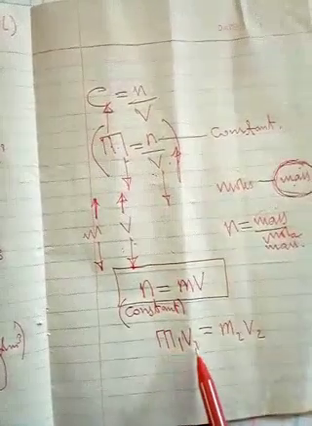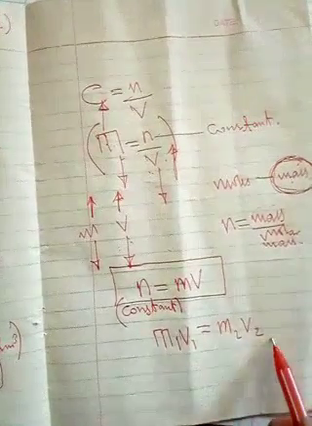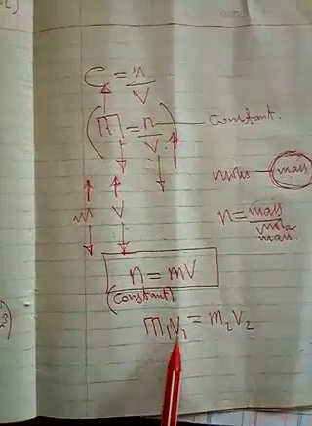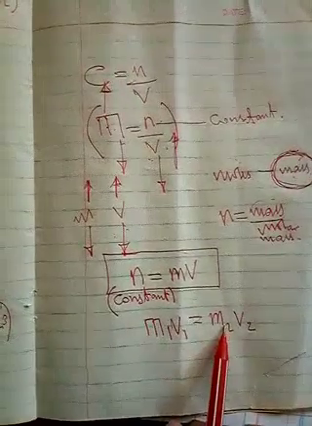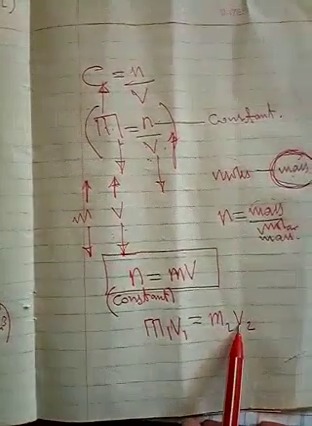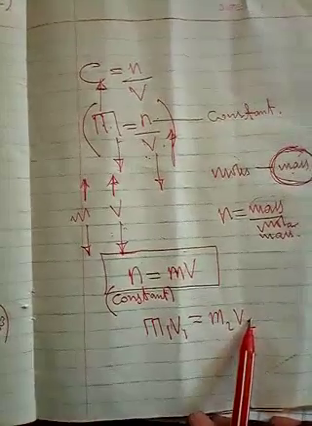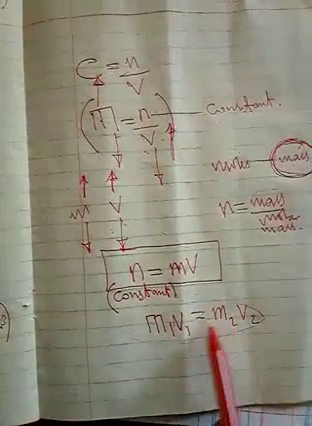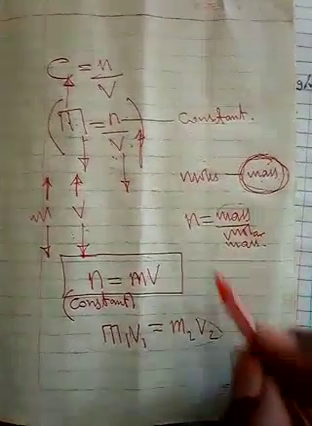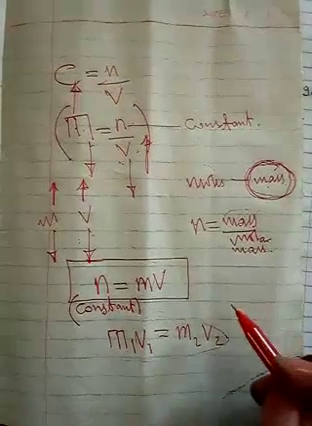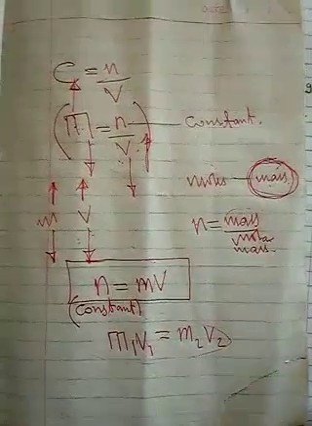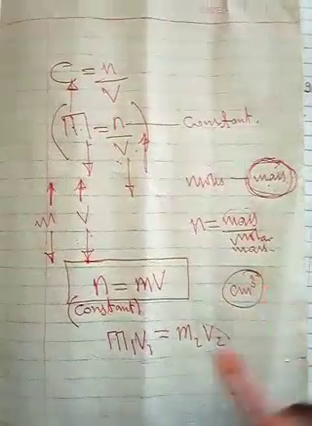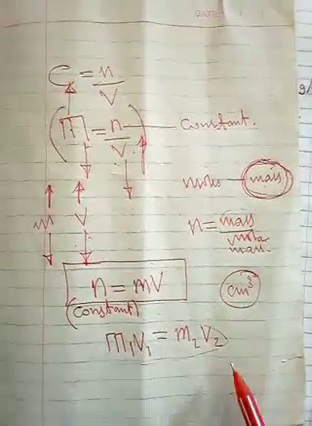You can easily modify this relationship to M1 V1 is equal to M2 V2, where M1 is your initial molarity, V1 is your initial volume, M2 is your final molarity, and V2 is your final volume. When you are using this formula, you don't necessarily need to convert your volume values to decimeters cubed. If your volume values have been expressed in centimeters cubed, just go directly like that.